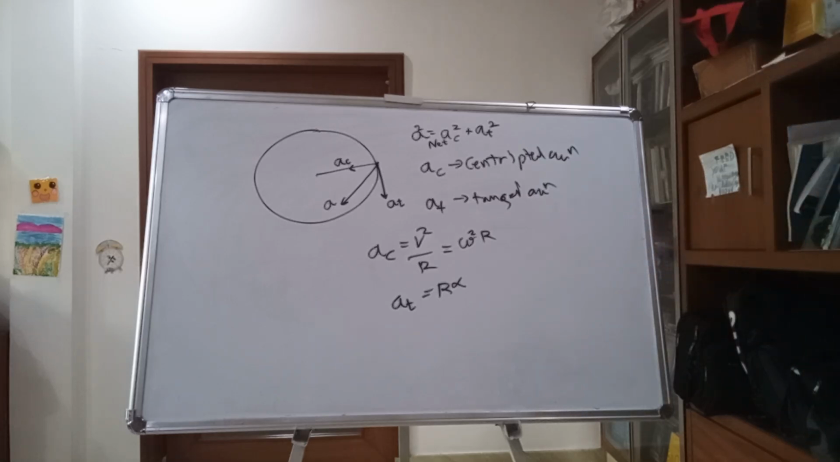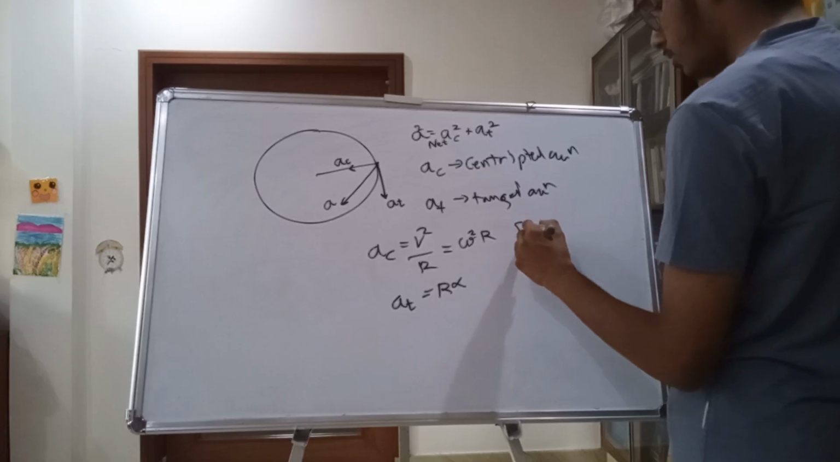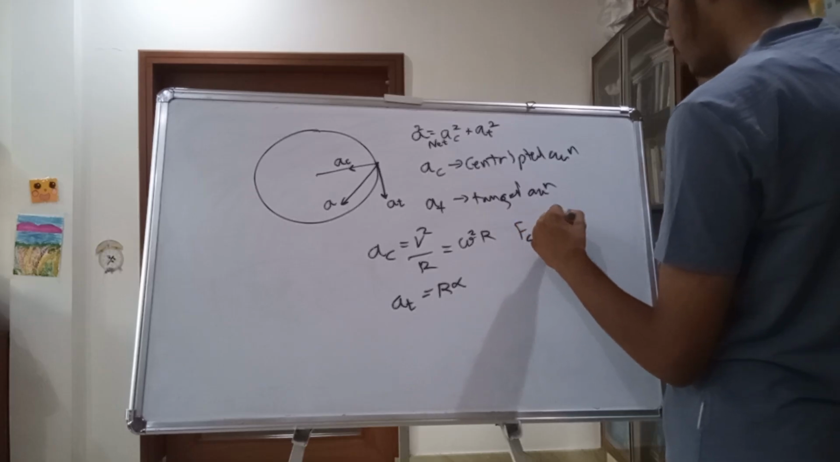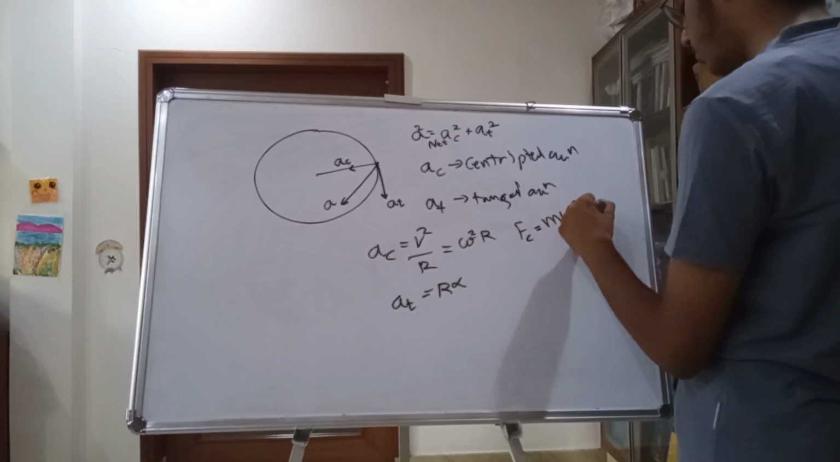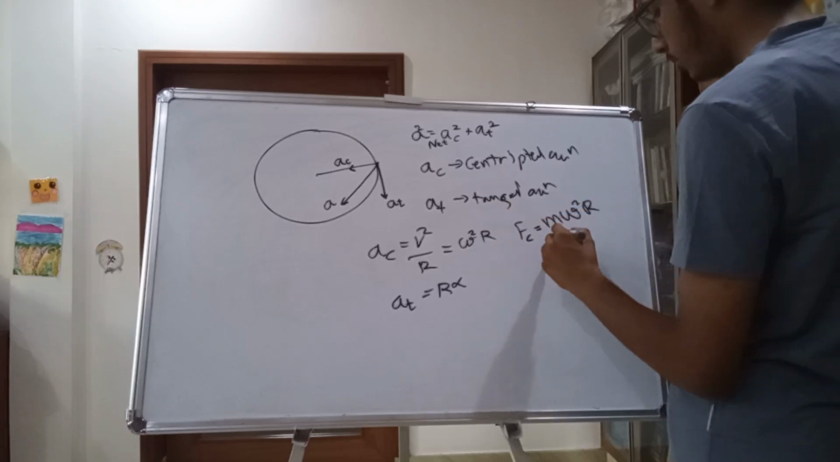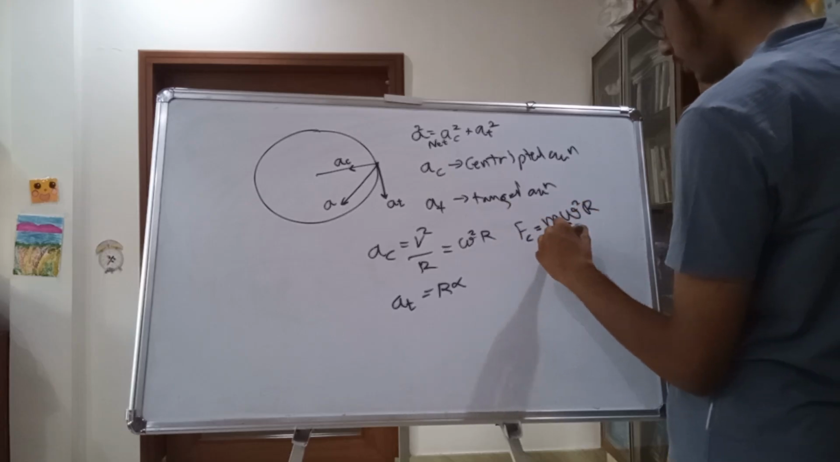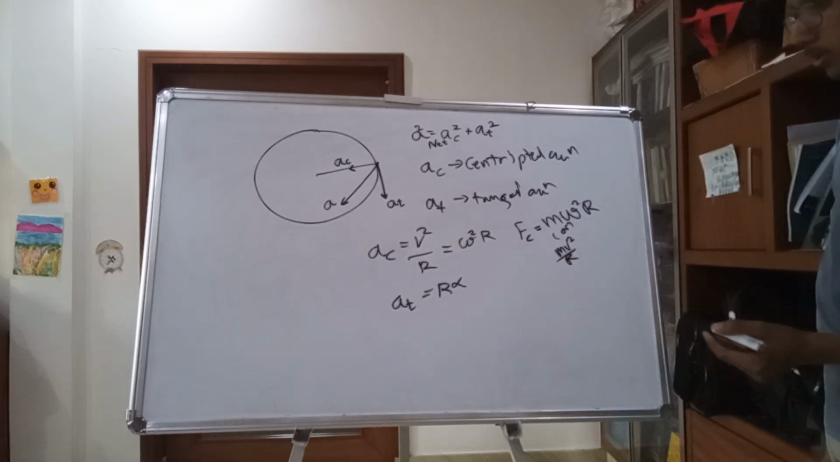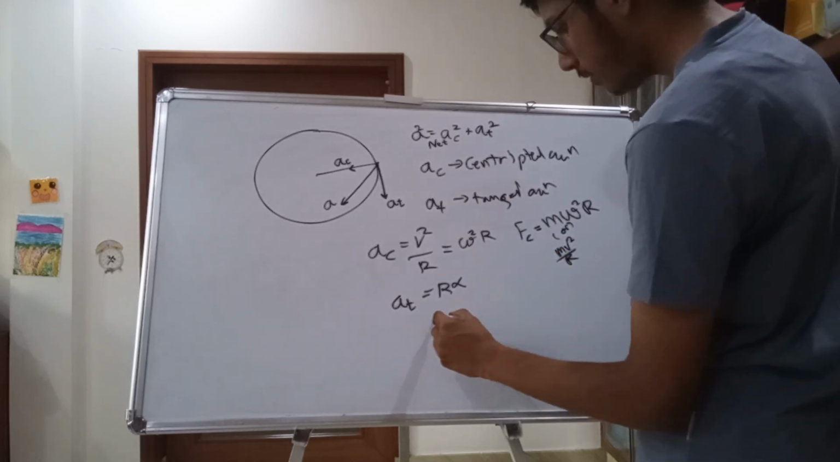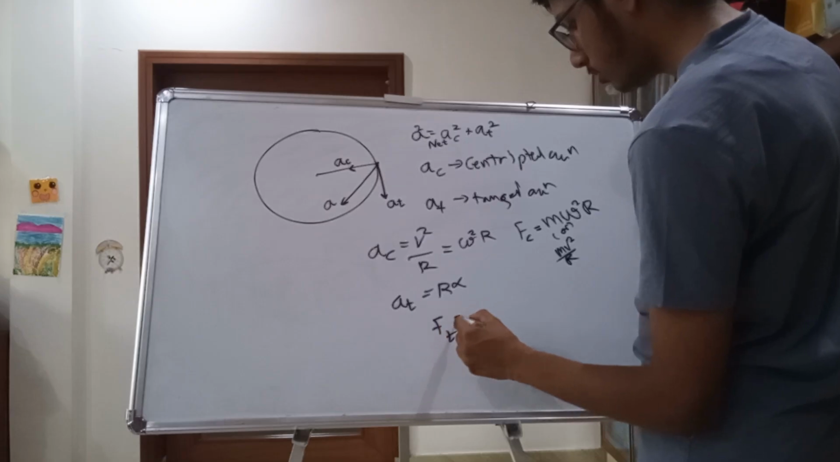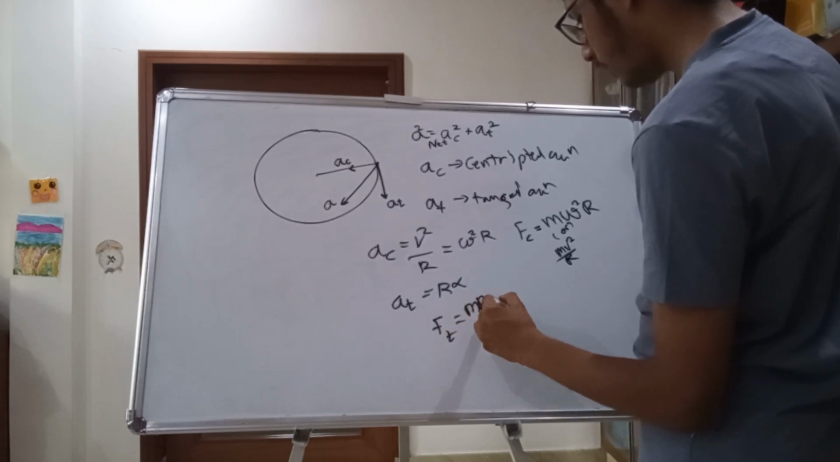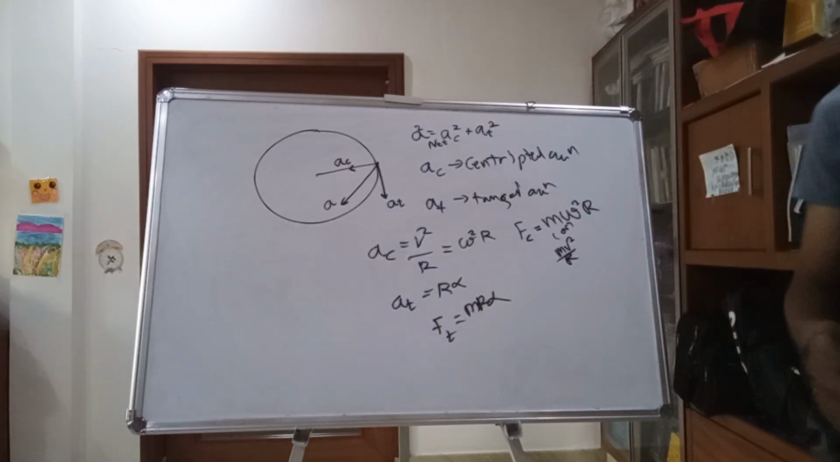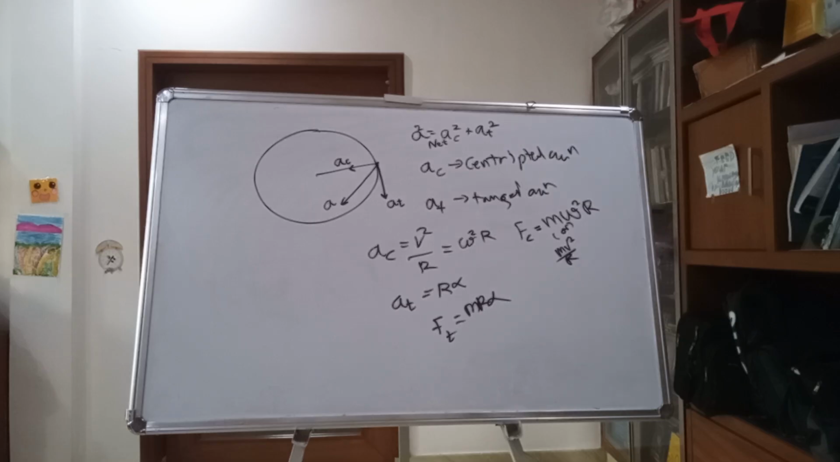If they are asking for centripetal force, then you need to write it as m omega square r, just add one m, that's all. Or m v square divided by r. Or if they are asking for tangential force, simply m r alpha. So it's the force acting on the particle.